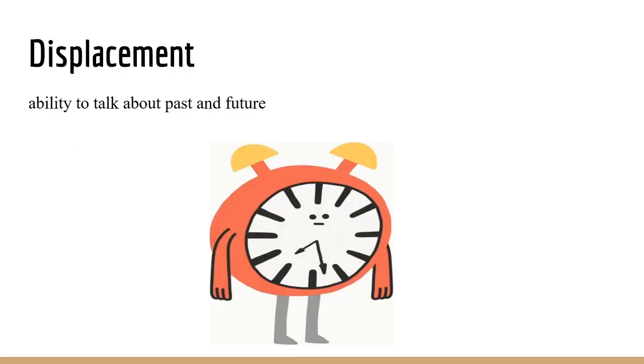First, displacement. Displacement is the ability to talk about past and future, which means that it allows us to talk about anything which has happened in the past or things that may occur in the future. For example, through language, all of us can express how the online classes were held during the first lockdown, and we can also express how we assume the online classes would be in the coming days.